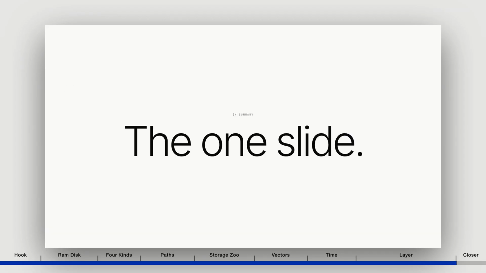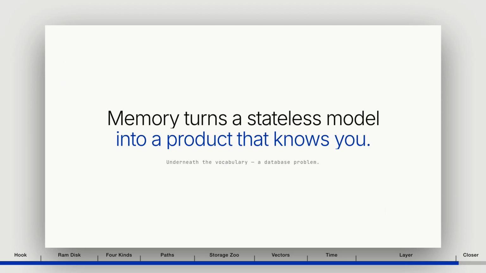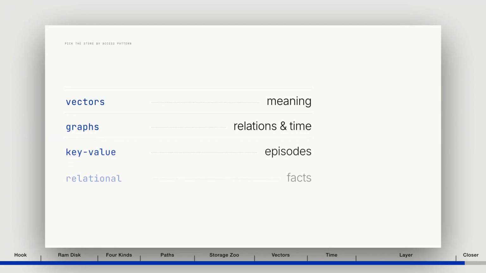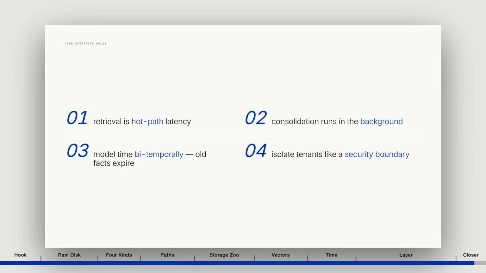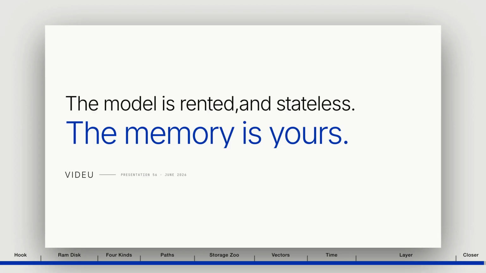So here's the one slide. Memory turns a stateless model into a product that knows you. Underneath the vocabulary, it's a database problem. Pick the store by access pattern. Vectors for meaning. Graphs for relations and time. Key value for episodes. Relational for facts. Treat retrieval as hot path latency. Run consolidation in the background. Model time bi-temporally, so old facts expire. Isolate tenants like a security boundary, because it is. The model is rented and stateless. The memory is yours.